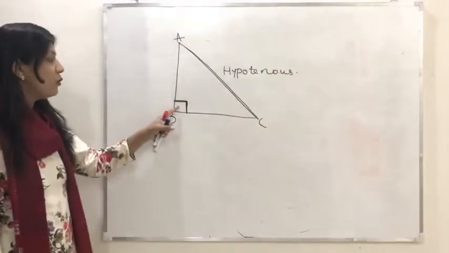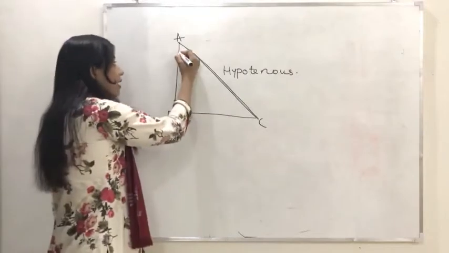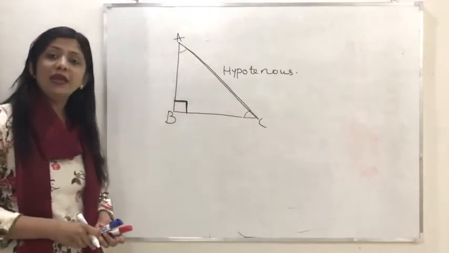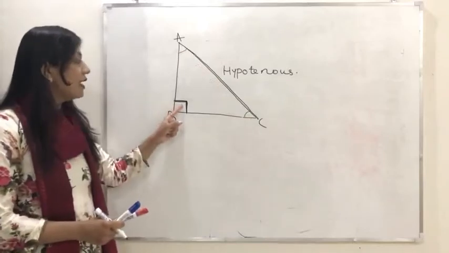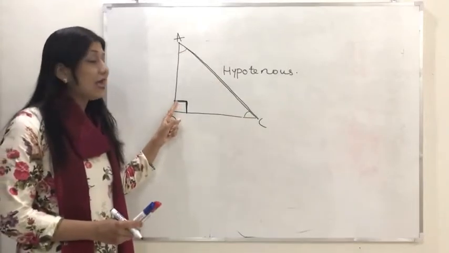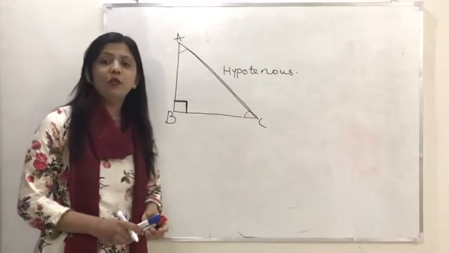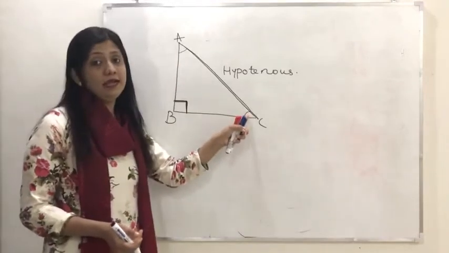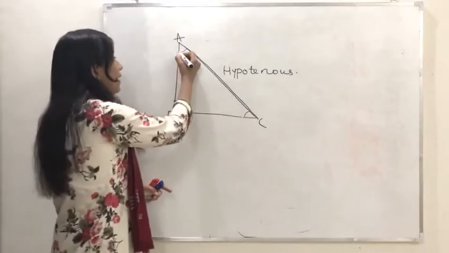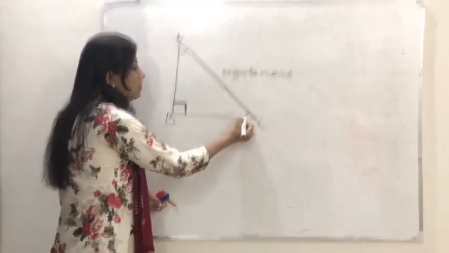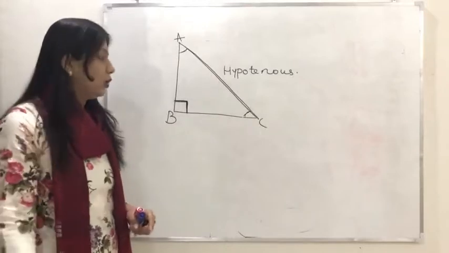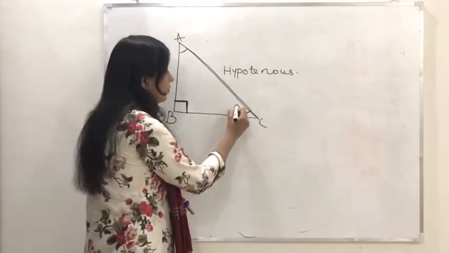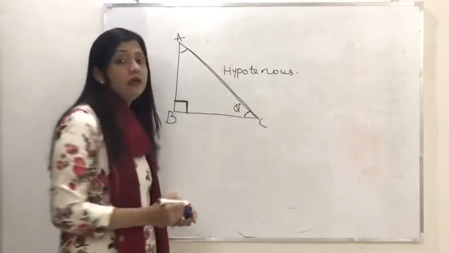Now we have 2 more angles, angle A and angle C. Both these angles will be acute. Why will they be acute? Because one angle is 90 and we know that the sum of all the 3 angles is equal to 180 degrees. So the sum of the other 2 angles will be 90. It means the other 2 angles, angle A and angle C, are acute. Suppose I say that angle C is theta degree.